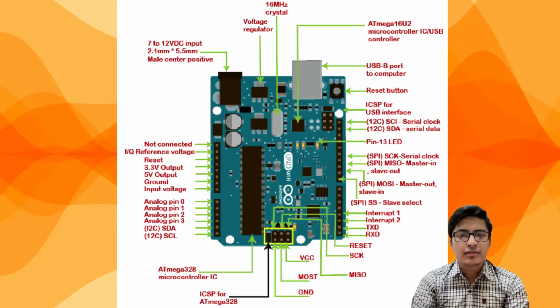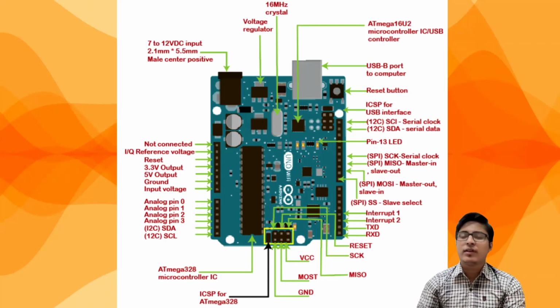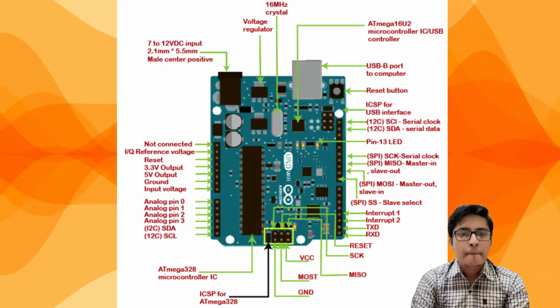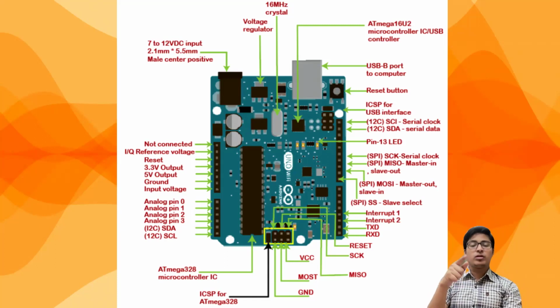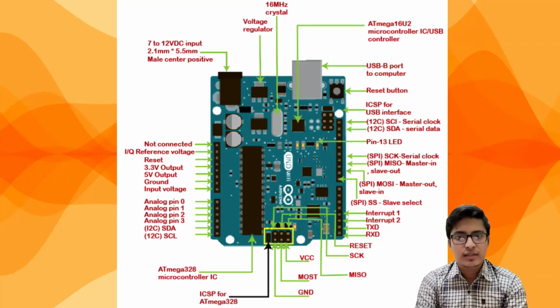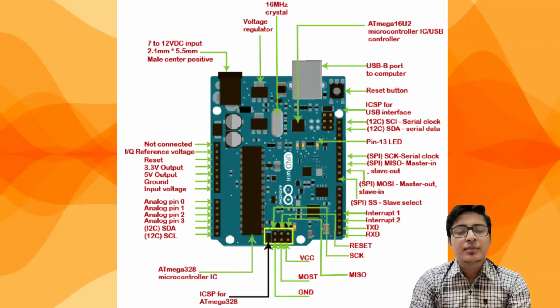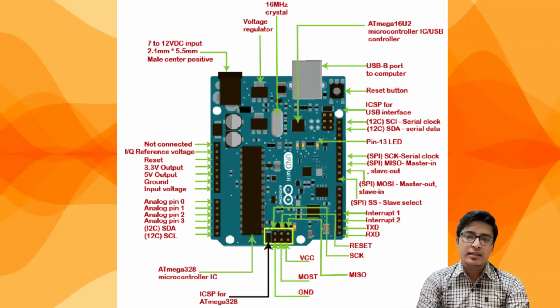IOREF reference voltage, reset pin, 3.3 volt output. If any device or sensor requires 3.3 volts of potential difference, you can provide it via here. 5 volt output is given, so it will provide 5 volts to the sensors basically. Then ground and input voltage. Input voltage means you can give the 5 volts over here. Then come analog pin 0, analog pin 1, analog pin 2, analog pin 3, I2C SDA and I2C SCL.